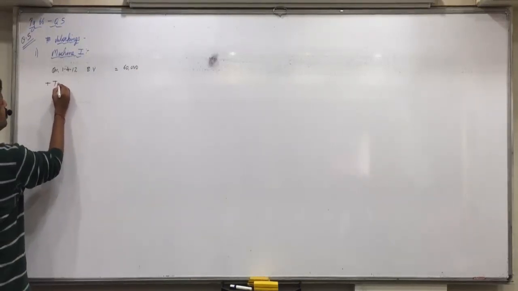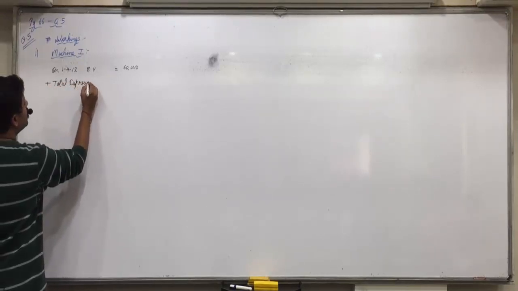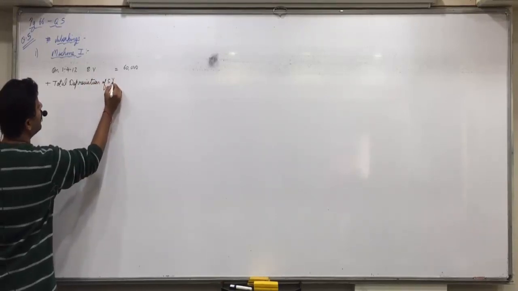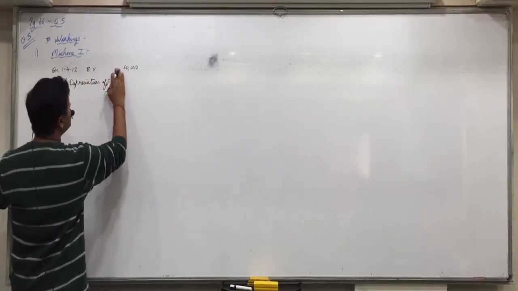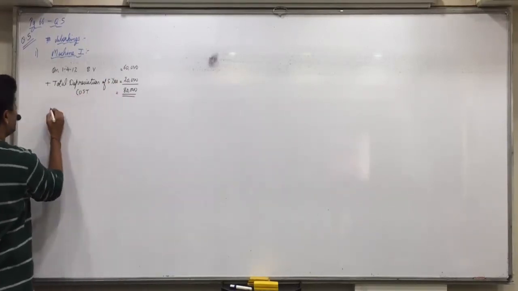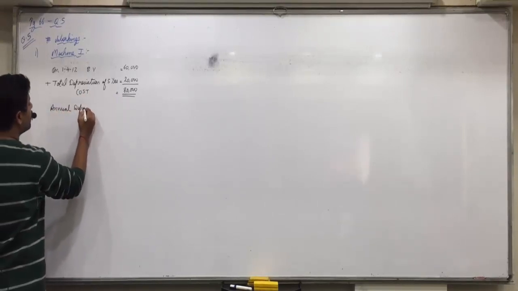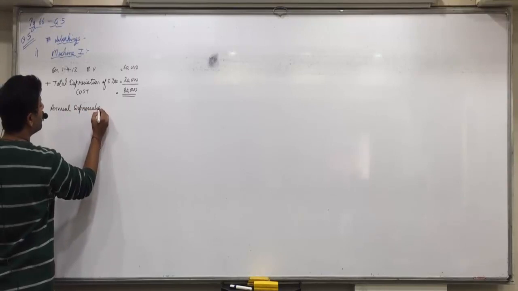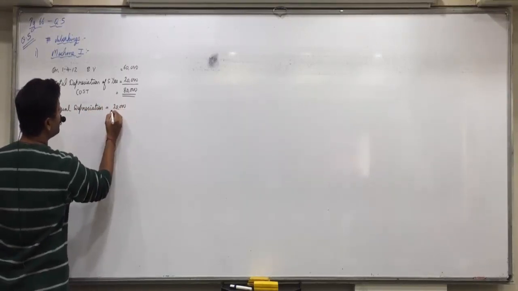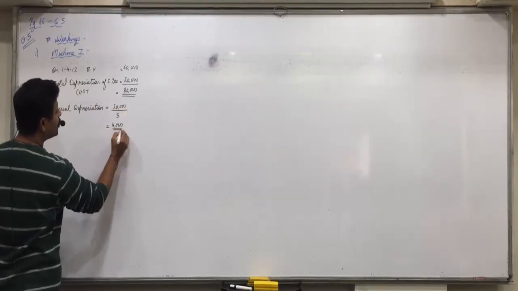Plus total depreciation of 5 years is 20,000. Cost would be 80,000 and annual depreciation would be 20,000 for 5 years. So 20,000 divided by 5 is 4,000.